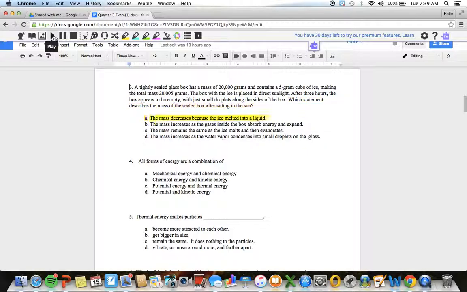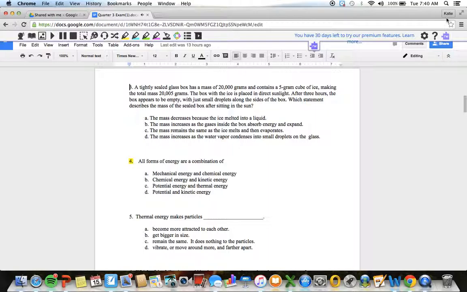A. The mass decreases because the ice melted into a liquid. B. The mass increases as the gases inside the box absorb energy and expand. C. The mass remains the same as the ice melts and then evaporates. D. The mass increases as the water vapor condenses into small droplets on the glass.